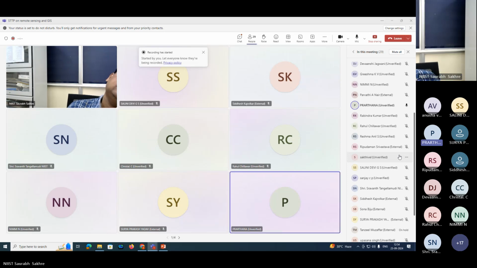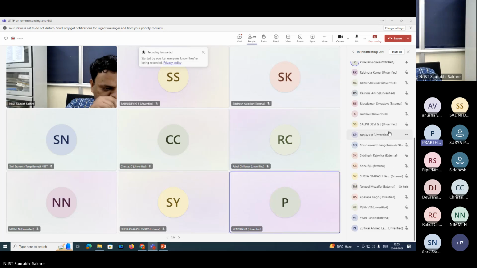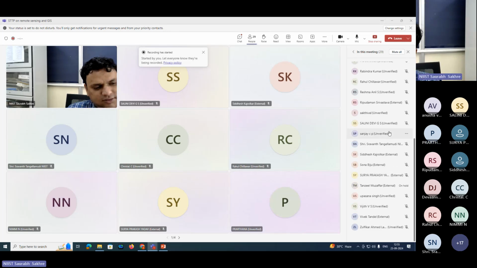Then occurring and operational. Next one was accidental and planned. In that, we have taken the example of the Bhopal gas tragedy for accidental. Then local, regional, and global. That's all. Good, Pratna.